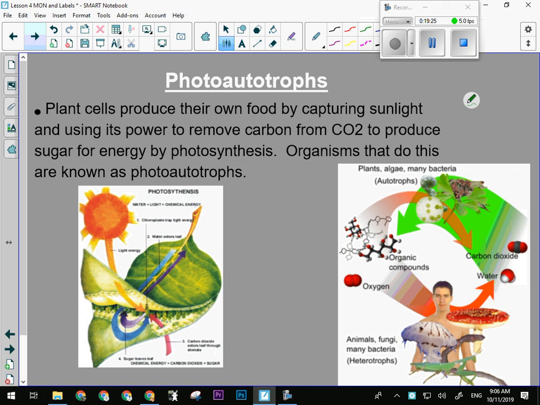So plant cells produce their own food by capturing sunlight and using its power to remove carbon from carbon dioxide and also to separate hydrogen and oxygen from water. Then they can recombine to produce glucose, which can then be used in the same way that we use glucose, through cellular respiration.